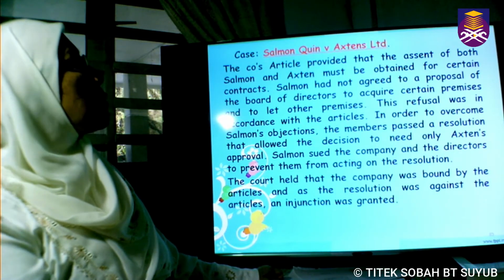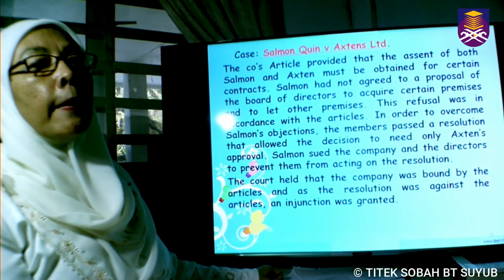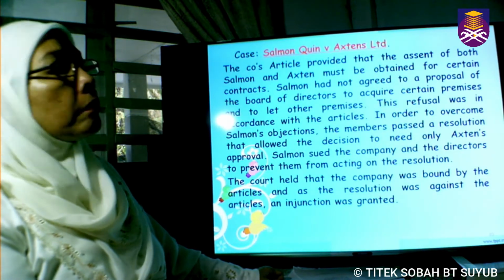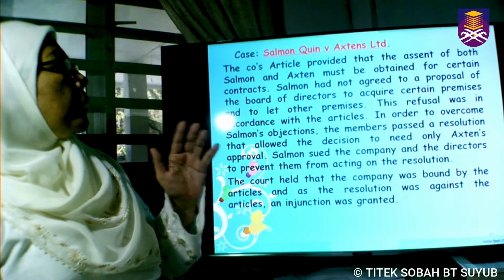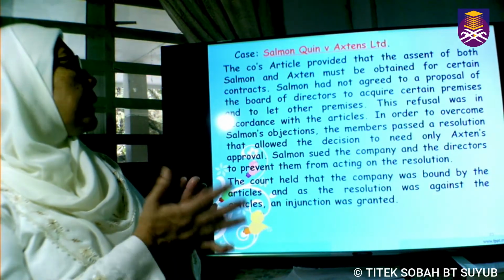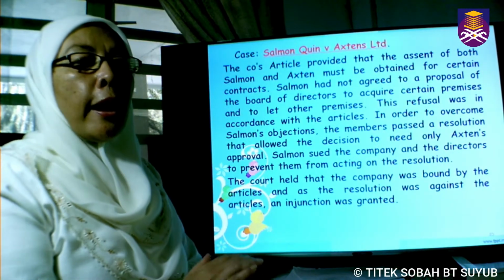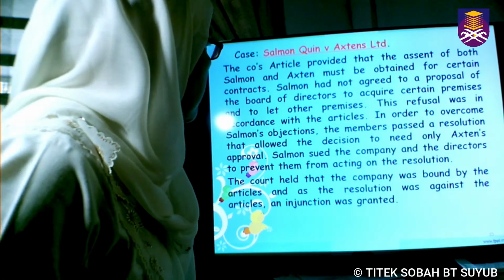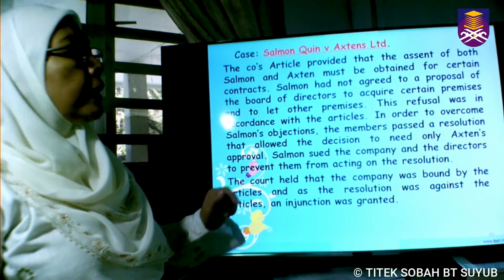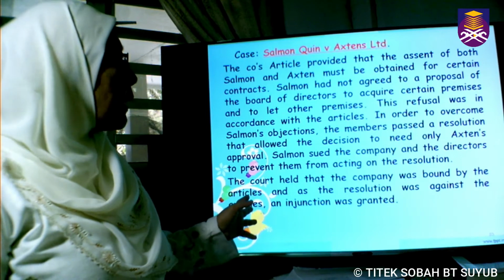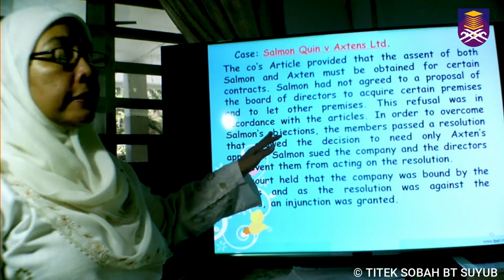And the case of Salmon versus Quin and Axtens, also involving members. A contract between members and also the company. This company provided in the articles of association, in the Constitution, that the consent of both Salmon and Axtens needed to be obtained for certain contracts. Meaning if the company wanted to enter into certain contracts, they needed the consent of both these directors. So there was a certain proposal whereby Salmon refused to give his assent. Salmon tak nak bagi kebenaran, kan? So this refusal actually was in accordance with the articles of association.